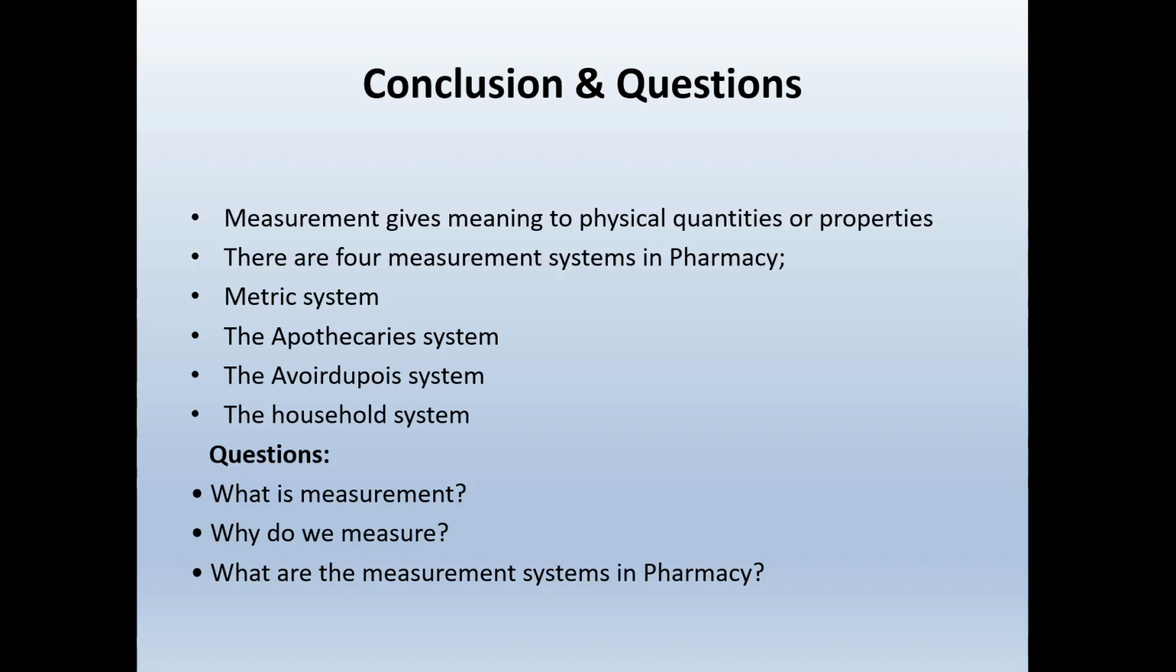One of them is the metric system, formerly the metric system, currently the System International Unit, the SI unit. That is the most current system of measurement being used now. The second one is the apothecary system, which was used by old pharmacists and old pharmacy technicians, where they measure in troy pound.